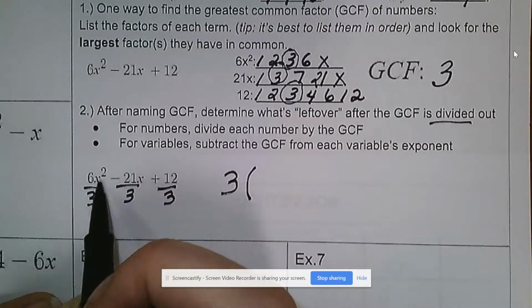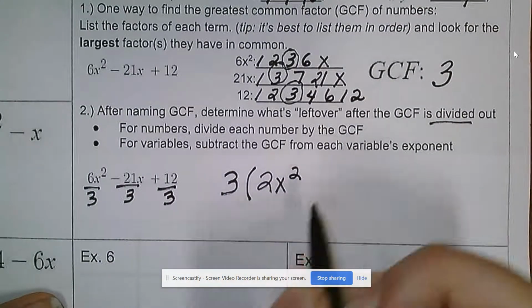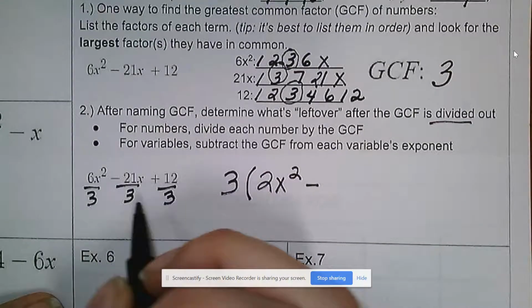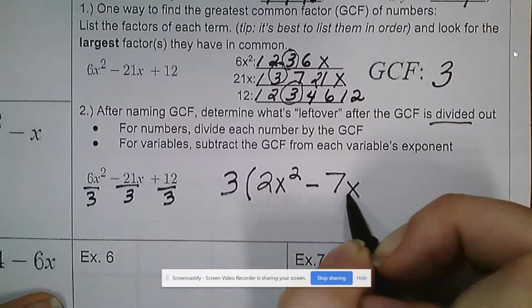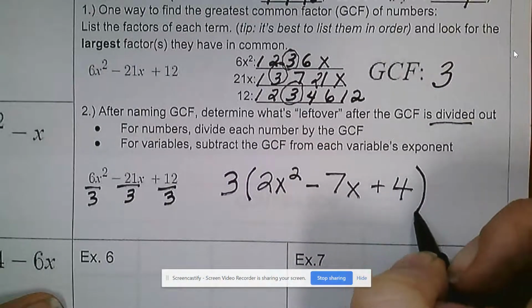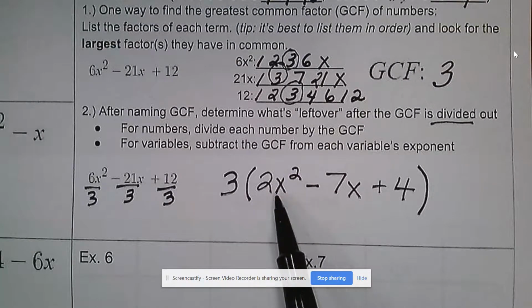So 6x squared divided by 3 is going to be 2x squared. Then we have a minus sign. 21x divided by 3 is 7x. 12 divided by 3 is 4. So 3 was our greatest common factor. When we divided it out, we were left with 2x squared minus 7x plus 4. And that is pulling out the greatest common factor.